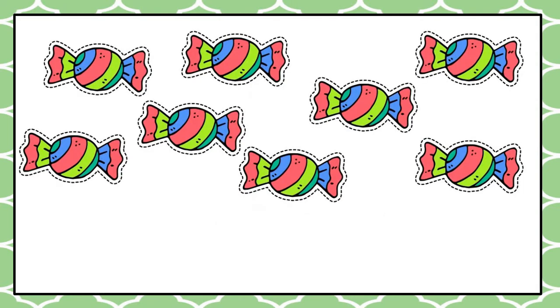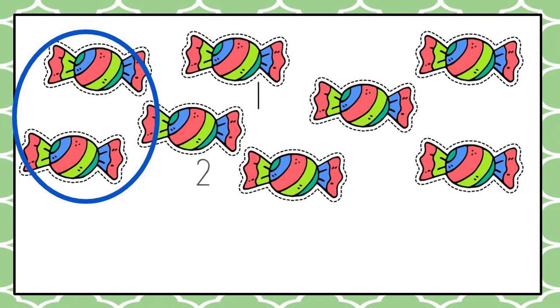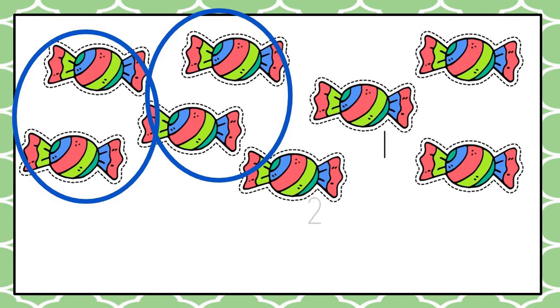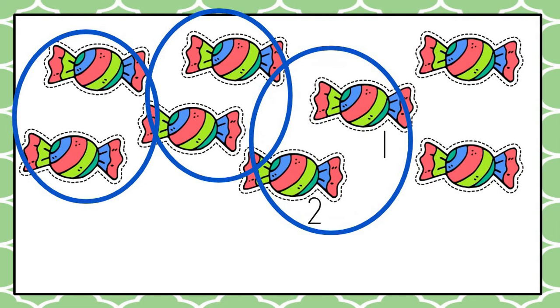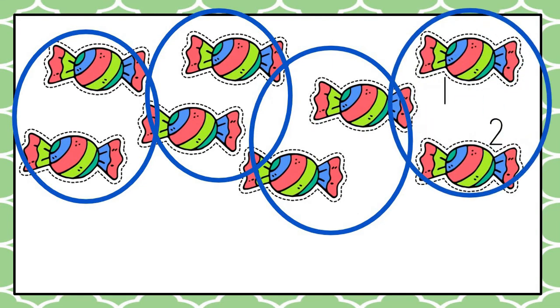Here I have some sweets. I want to put them in packets and divide them into groups of 2. There can only be 2 sweets in 1 packet. 1, 2. So this is a group. 1, 2. This is a group of 2. 1, 2. This is a group of 2. 1, 2. This is a group of 2. I've made groups of 2 sweets.